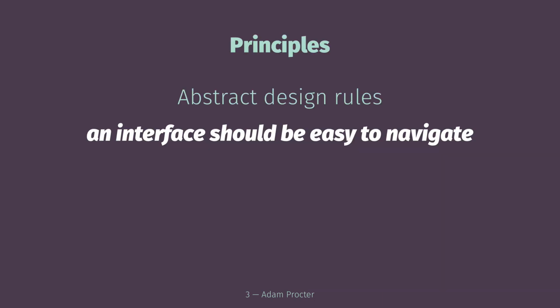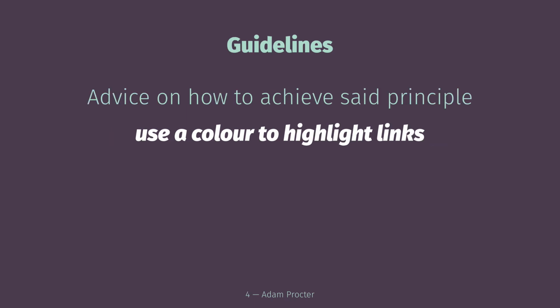One is the different types of things. So there are principles, and we're going to mainly be looking at those in this talk, and how you might have a set for human-computer interaction. So they might be more abstract design rules, such as an interface should be easy to navigate. Sometimes there's a move towards what's called guidelines, which may be more about how to achieve that principle. So something like using a colour to highlight links makes it easier to navigate. So that's something to consider.